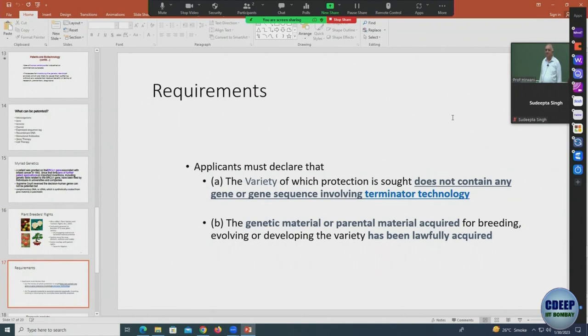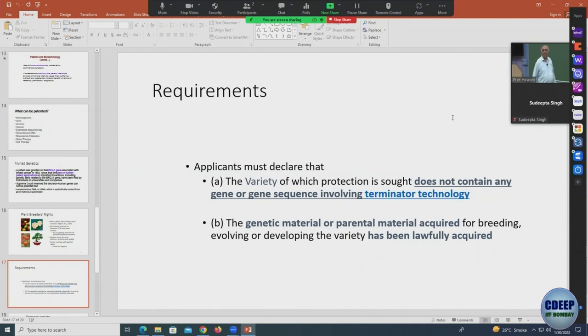The requirement is that the variety for which you are asking for protection should not contain any gene or gene sequence known as terminator technology. What is the terminator technology? Monsanto had introduced this in their seeds, so all the reproduction was lost. So, the farmer got a sterile seed, so he couldn't use it for the second generation. Lot of hue and cry, finally Monsanto declared that they will not use terminator technology. But we have put into the law that if there is a terminator technology, we will not give you any protection.